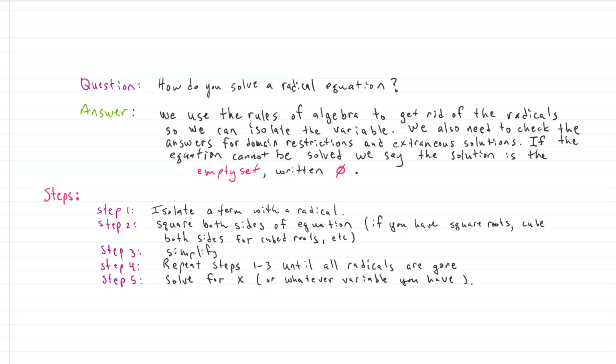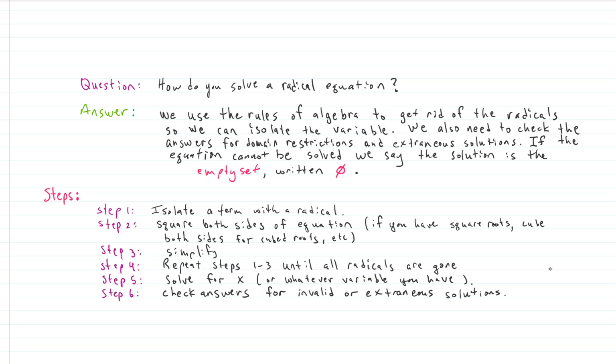An extraneous solution, by the way, is a solution that is created. It's a fake solution. It's not real. It's not valid, I should say. It's not a valid solution. It's one that is created through our solution process. And if the equation cannot be solved, or there isn't a solution, then we see the solution is the empty set. And we write the empty set with this 0 with a slash through it.